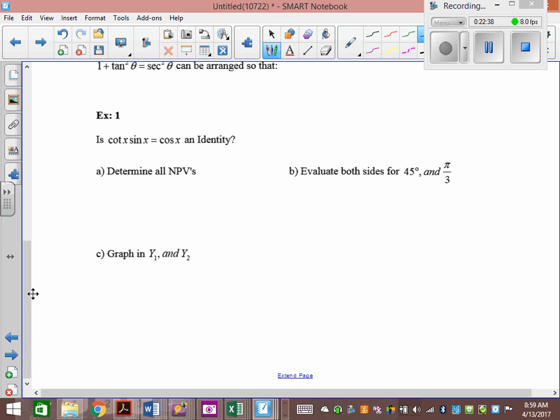So they want us to determine all NPVs first. So we have cotan, so we have cos theta over sine theta times sine theta equals cos theta. I always convert all of them into sines and coses and then do my NPVs from there. So what's our only denominator? Sine, right? So we have to state where sine theta can't equal 0 because we can't have that denominator equaling 0. Where does sine or y equal 0?